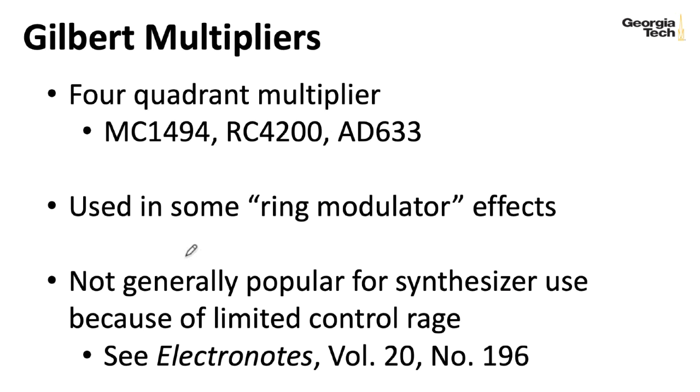There are other gain control devices. There's things called 4-quadrant multipliers, this Gilbert multiplier structure. And you'll see something like the ECE4450.